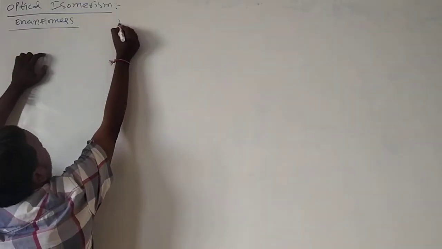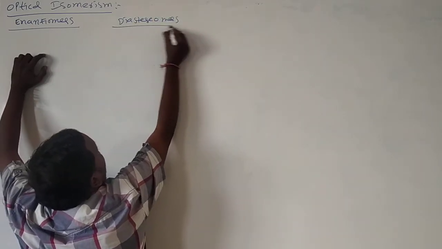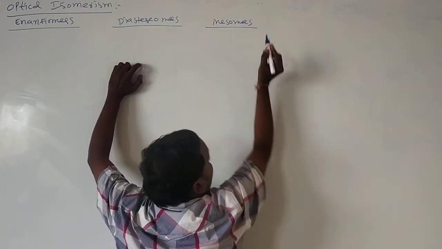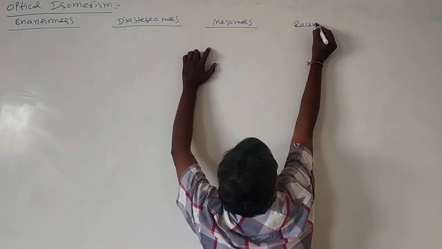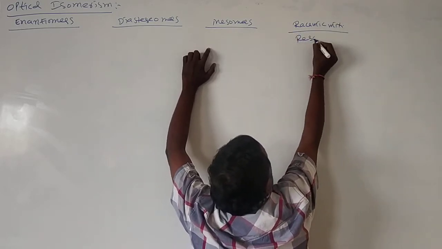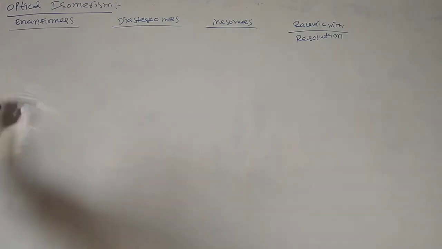First, what are enantiomers? What are diastereomers? What are mesomers? What is a racemic mixture? What is resolution? We will see all those topics in continuation.